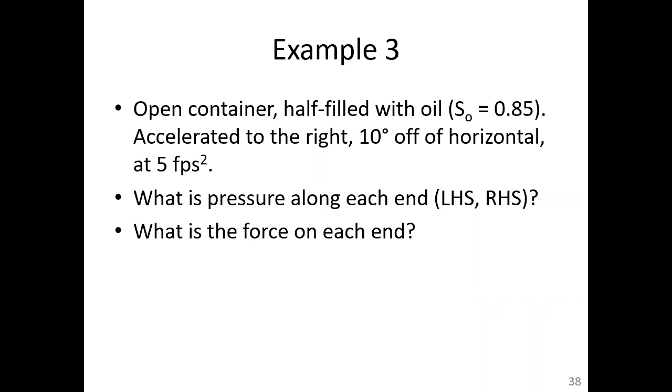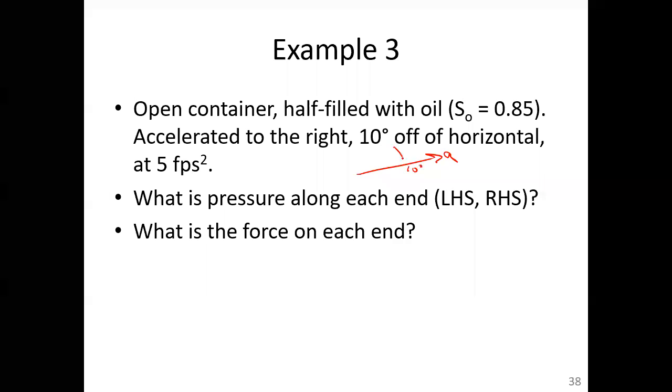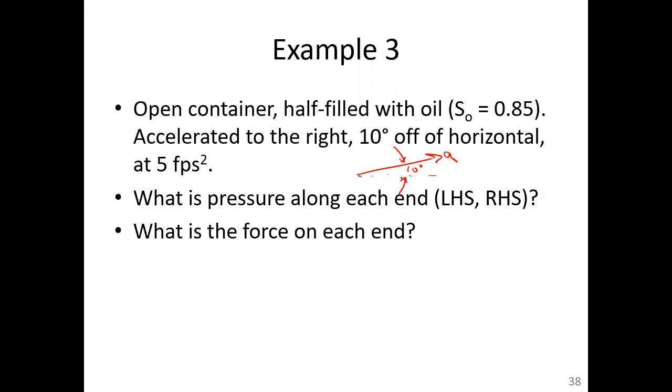So here's that example. Here we have an open container. It's half filled with oil, and the specific gravity of the oil is 0.85. It's accelerated to the right, and that acceleration vector is 10 degrees off of the horizontal. So here's our acceleration vector, and it's 10 degrees off the horizontal. And that acceleration vector is 5 feet per second squared.